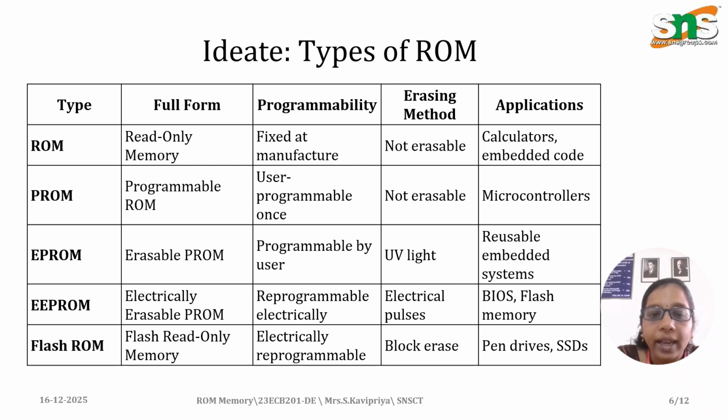And next is the erasable PROM. Here the program is written by the user, but it can be erased by using UV light. It is used in reusable embedded systems. And next one is the electrically erasable programmable read-only memory. Here the data can be reprogrammed electrically. The erasing method used is electric pulses. It is used in flash memory. And next is the flash ROM. It is a flash read-only memory. The content can be electrically erased and the erasing method used is block erase. It is used in pen drives.